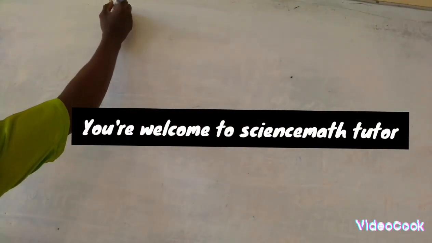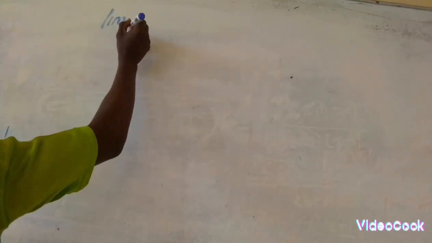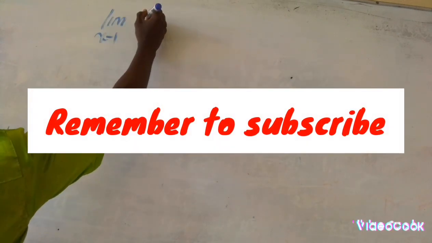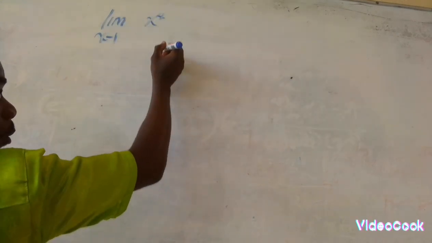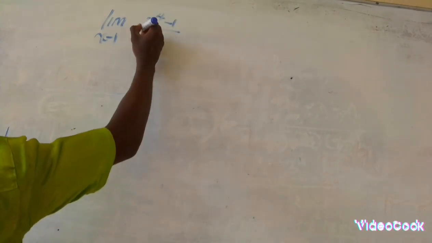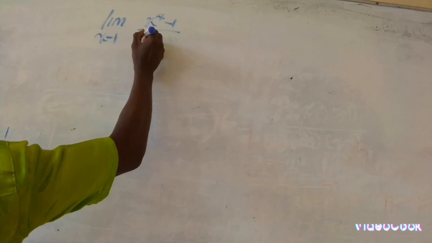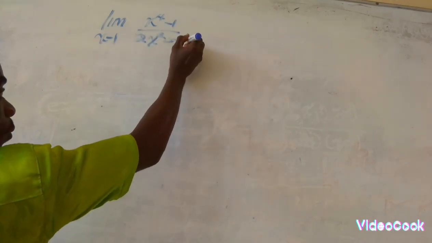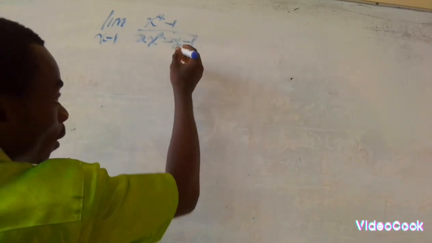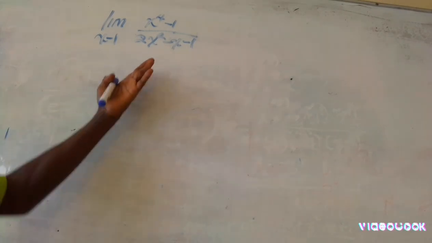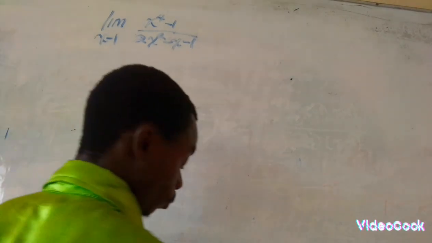Limit as x approaches 1 of (x to the 4th power minus 1) divided by (2x squared minus x minus 1). Let's take the limit of this problem. So in limiting a function in this form, what do we do?